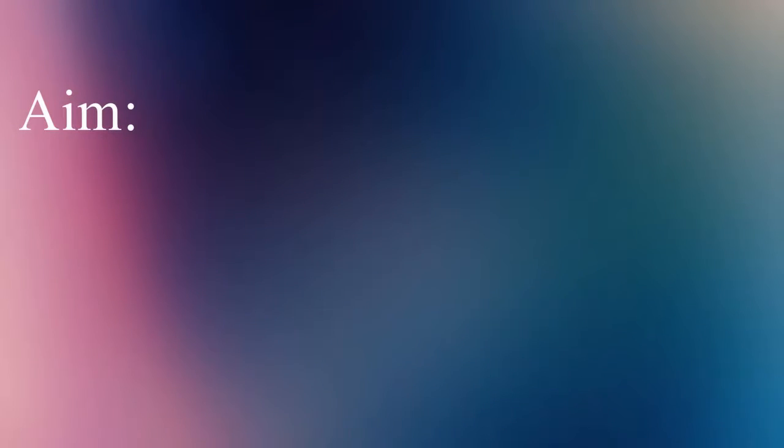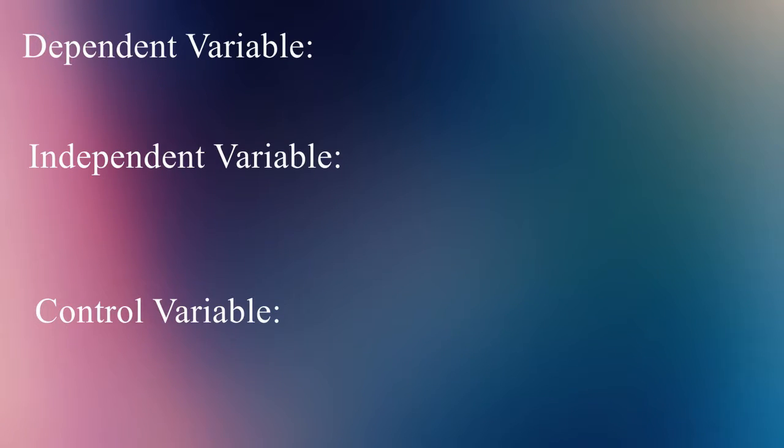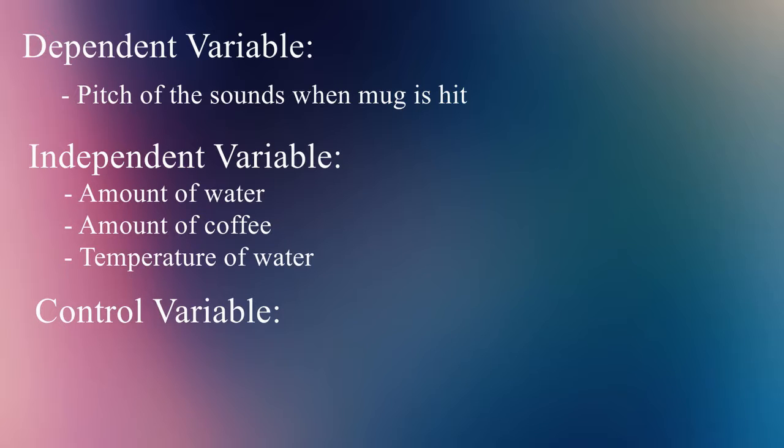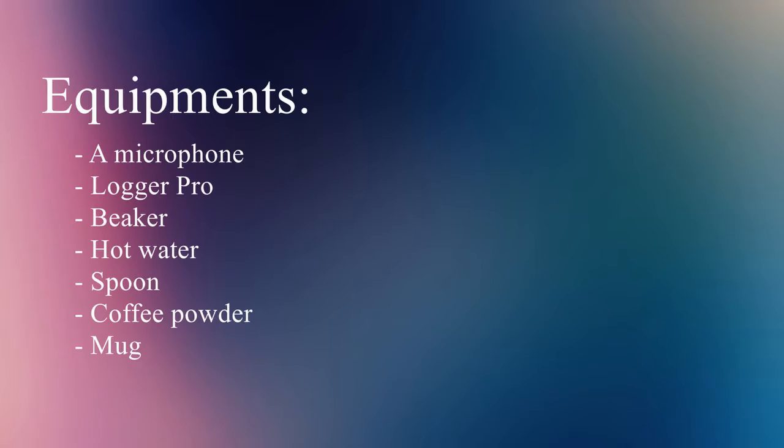Our aim is to investigate the reasons and the physics behind the hot chocolate effect. Dependent variable is the pitch of the sound when the mug is hit. Independent variables are the amount of water, amount of coffee powder, and the temperature of the water. Controllable variables are same spoon, same mug, same coffee. These were our equipments.